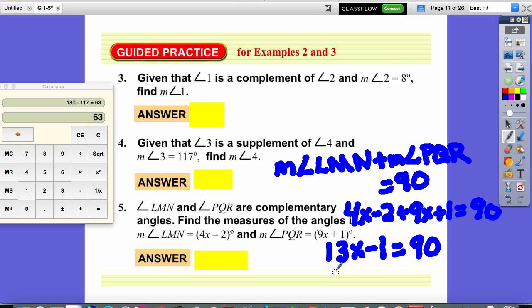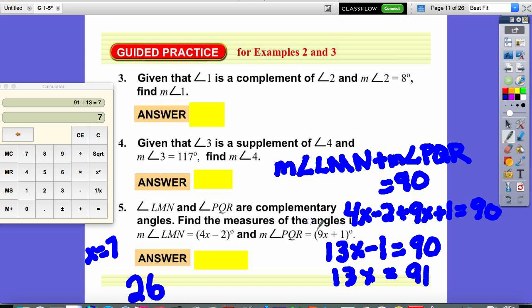If I add 1 to both sides, I get 13x equals 91. 91 divided by 13 is 7. So if x equals 7, 4 times x is 28 minus 2 is 26. 9 times 7 is 63 plus 1 is 64. I don't know why I have a circle there. Take that out. And the answers are 26 and 64 respectively.